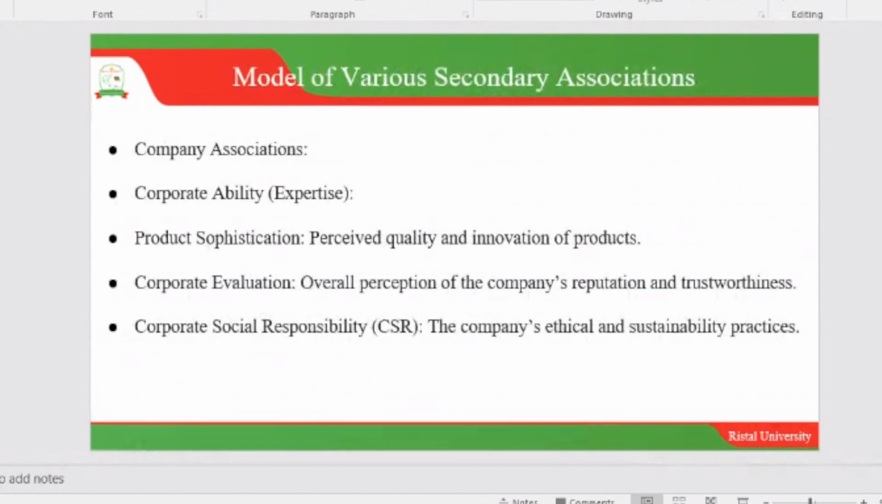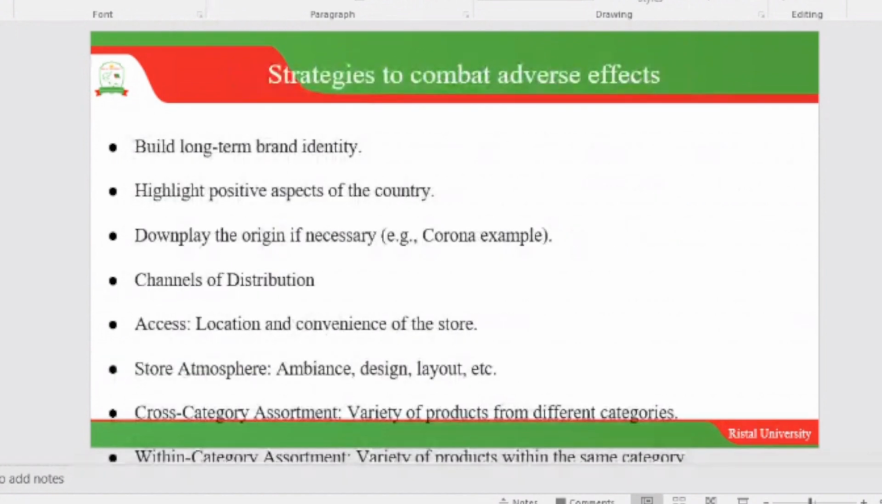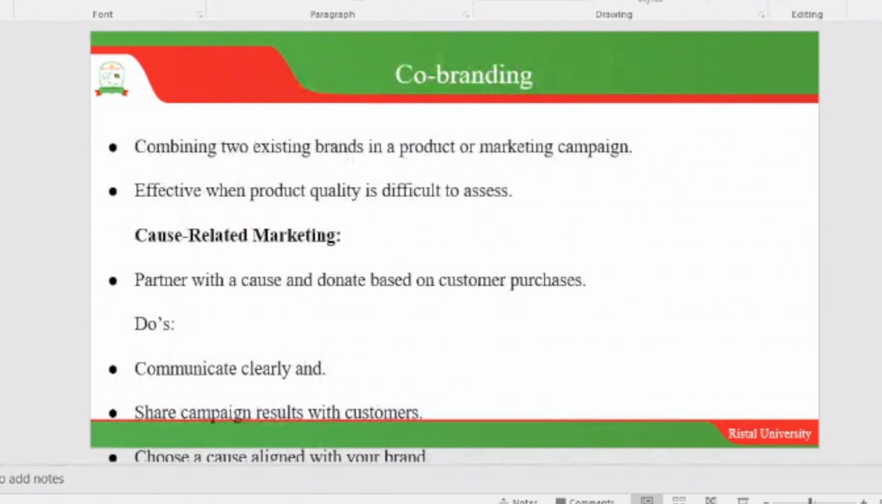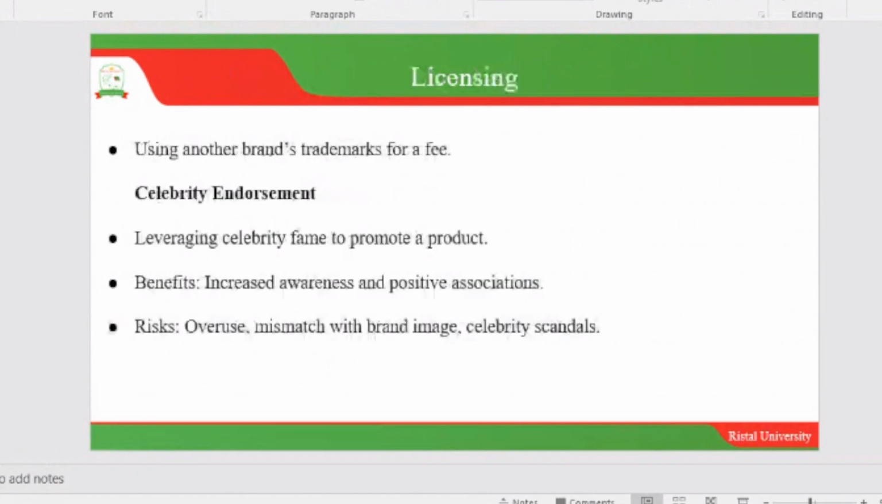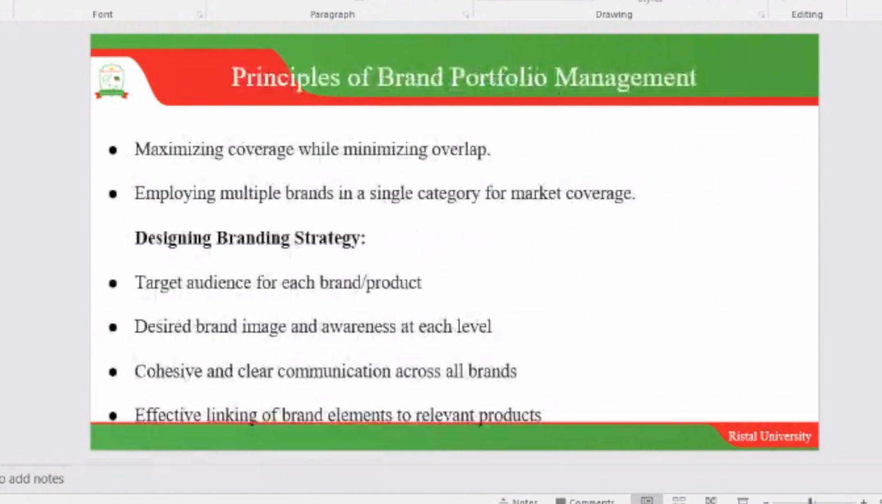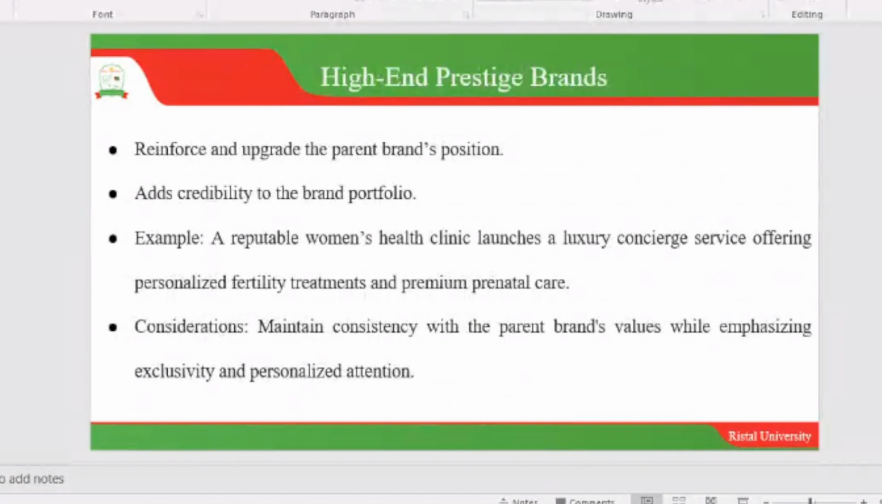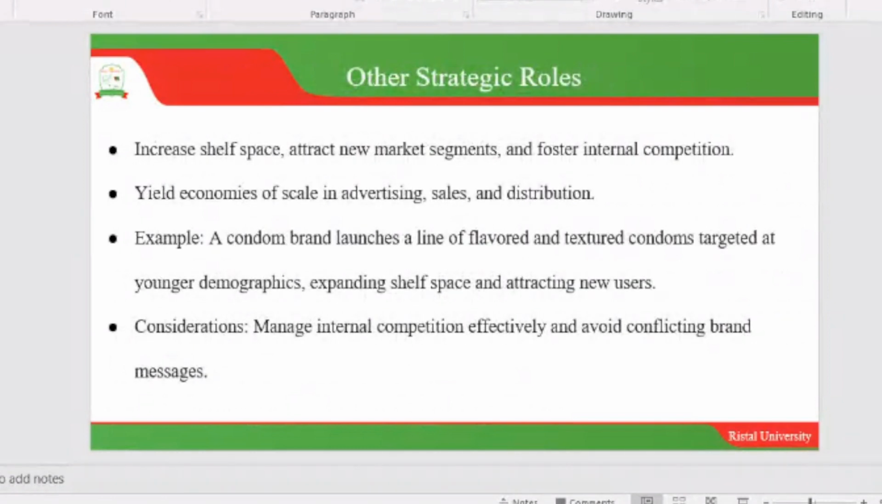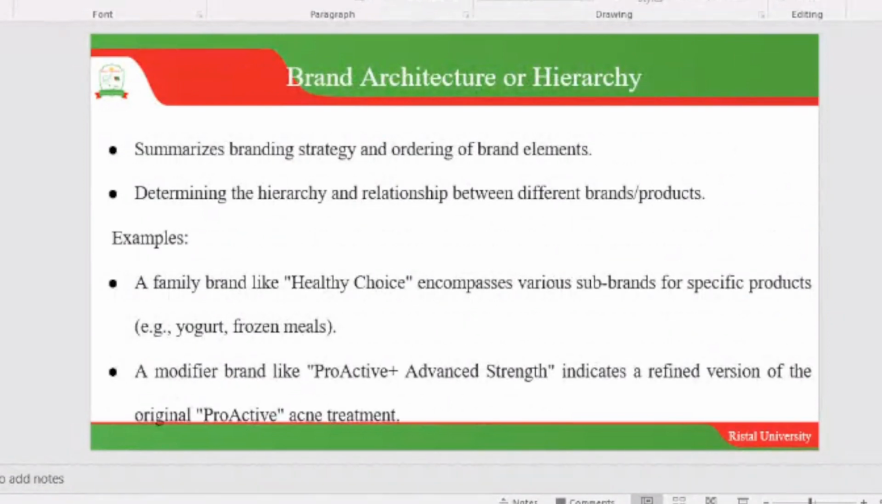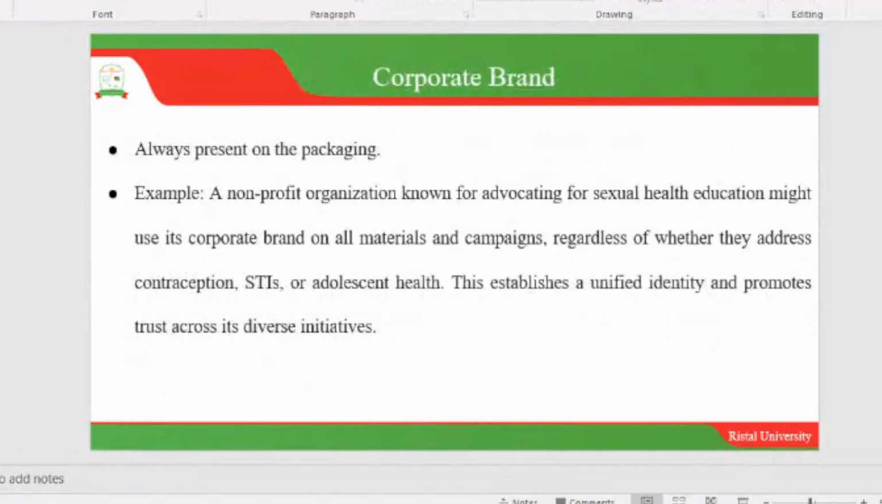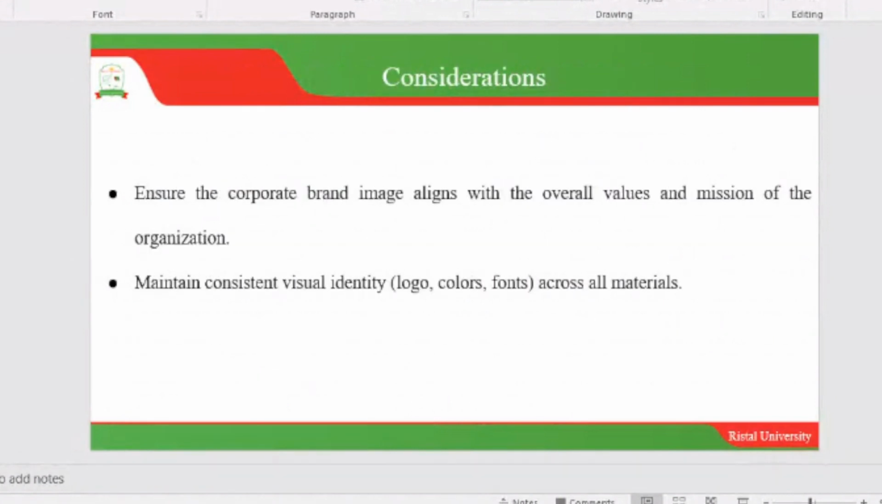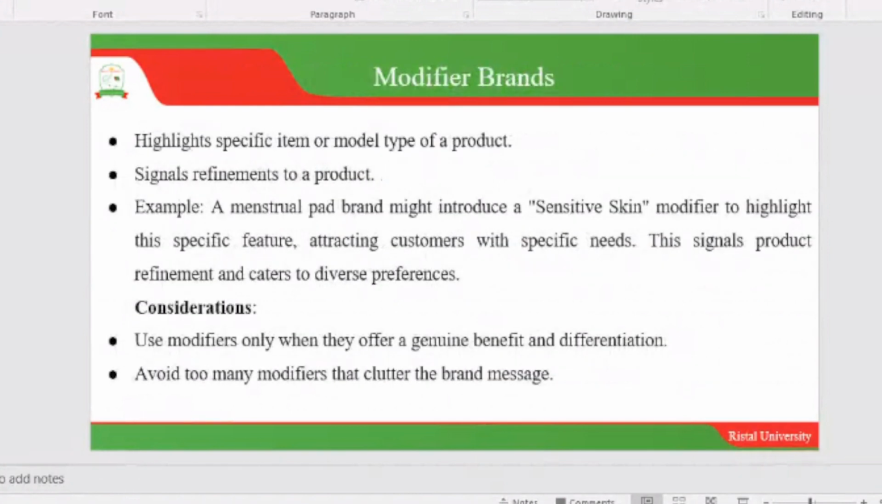So we were able to look at the findings and also strategies to combat adverse effects, and then we looked at co-branding, licensing, sports sponsorship, and also the principles of brand portfolio management. And then we looked at flanker brands, the low entry and high entry, and then brand architecture and hierarchy, then designing branding, and then corporate brand considerations, family brand, and we concluded with the modifier brands.